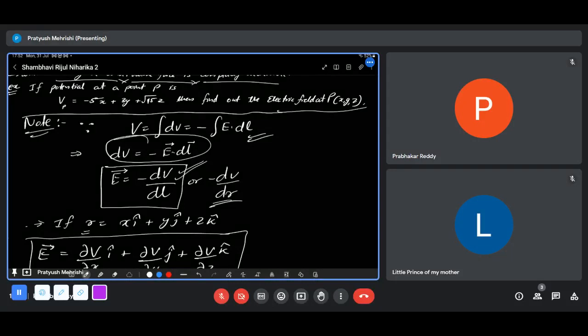Potential at the point P is minus 5x plus 3y plus 15z. Then find the electric field at x, y, z. So we can say Ex is 5, Ey is minus 3, Ez is minus 15.